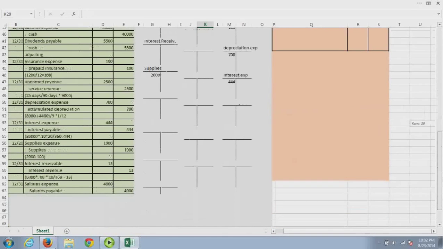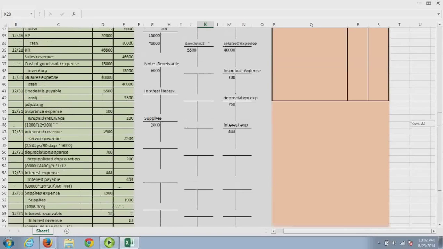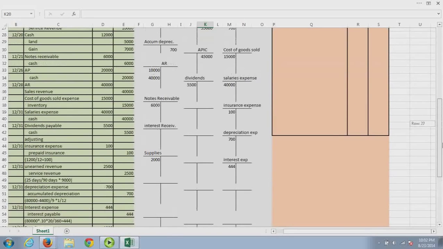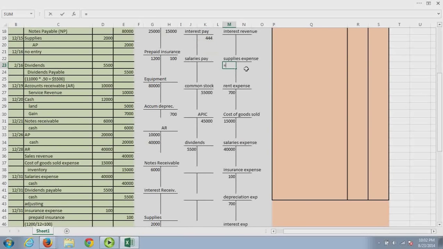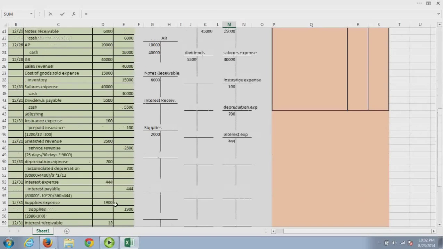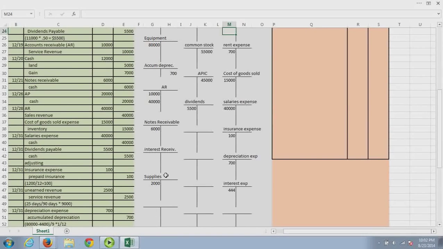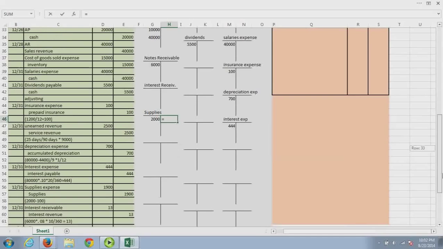And let's see, supplies expense for 1900. We have here somewhere. Okay, so I'm going to update that and reduce supplies for the portion used up.